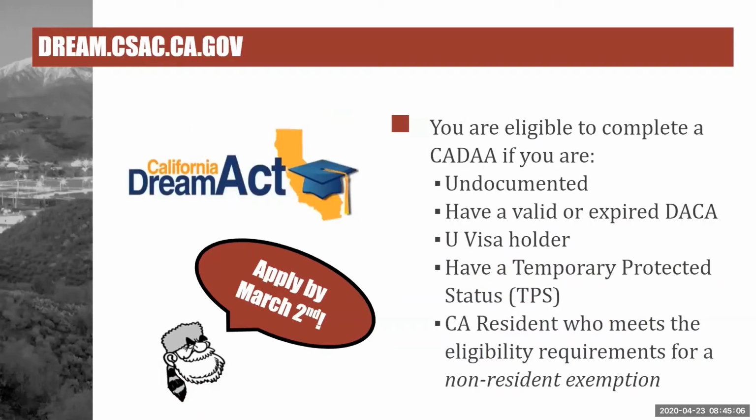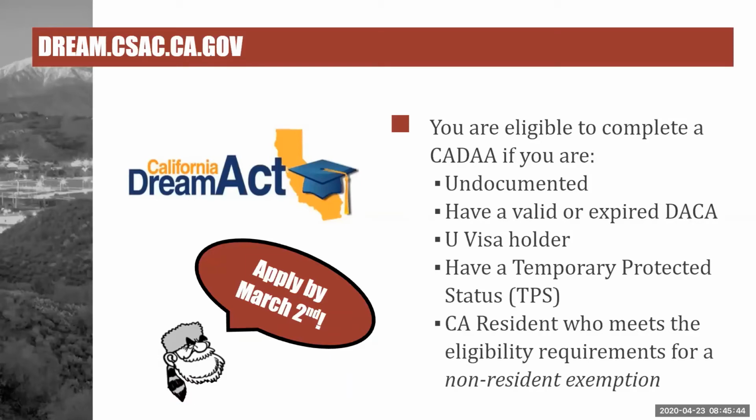We will now review requirements for the California DREAM Act application. If you found yourself thinking that the FAFSA application is not right for you, that's okay. You might qualify to apply through the California DREAM Act application. The California DREAM Act application is available for students who are undocumented, have a valid or expired Deferred Action for Childhood Arrivals, or DACA, are U visa holders, have a temporary protected status, or TPS, or for any student who is a California resident and who meets specific non-resident exemption requirements, which will be explained on the actual California DREAM Act application.